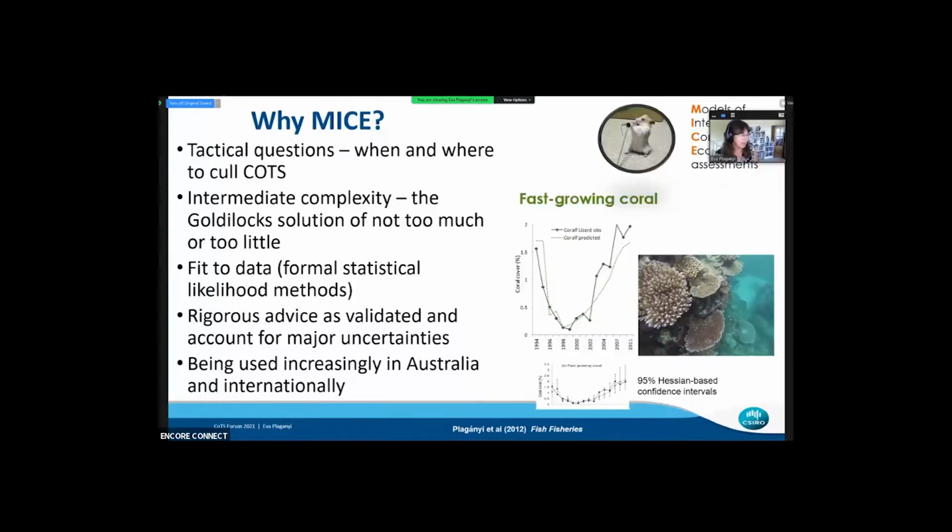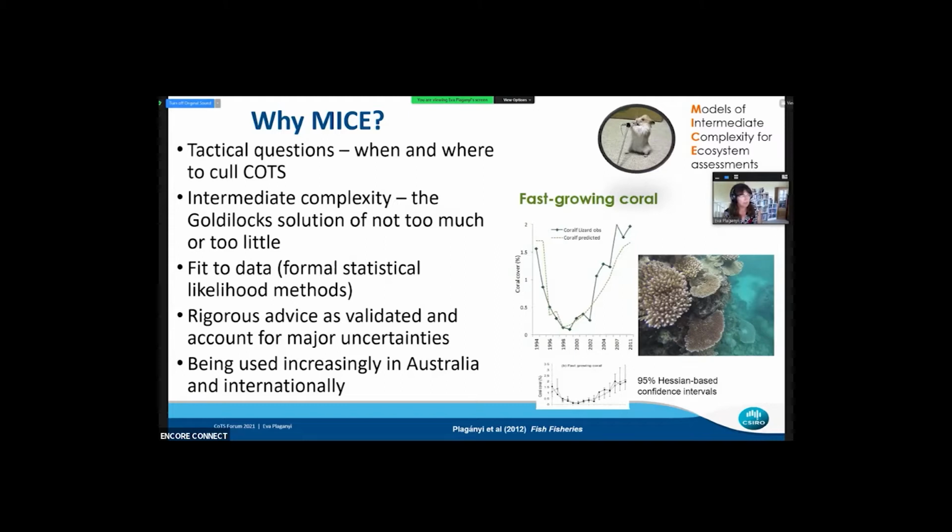What I wanted to do briefly was give you a little bit of an overview about the various MICE projects you'll be hearing about. To start off with, why MICE in particular? One of the reasons this is my preferred approach for doing some of this modeling is that it's focused on specific questions and key components of the ecosystem that you need to look at to answer a particular question. So they're intermediate complexity. They try to find that sweet spot where there's not too much or too little complexity included.